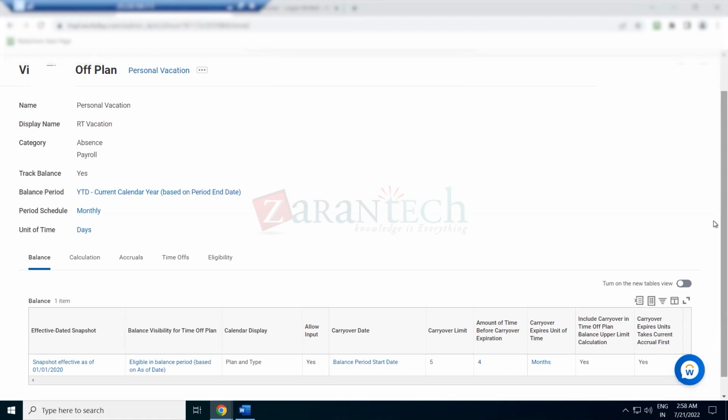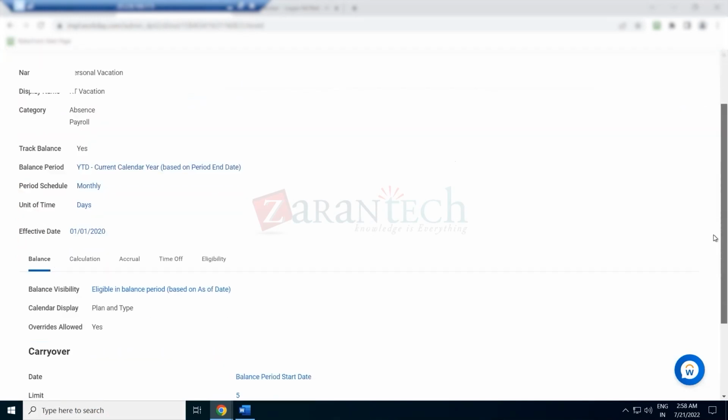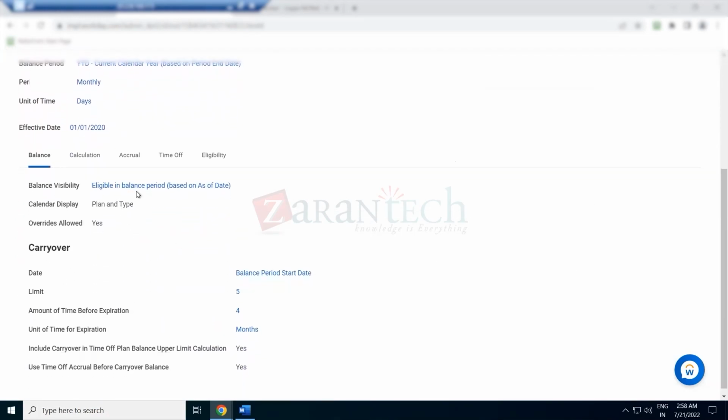Nice. Okay. So let's go to the snapshot. It will open some of the things. There are a few tabs. This is the credit bucket. Accrual is credit. Time off is debit. And eligibility is who is the population. The first thing that comes over here is the balance visibility. Like how the balance is visible, what balance is visible.